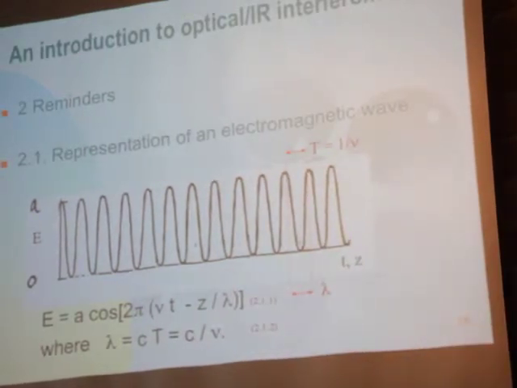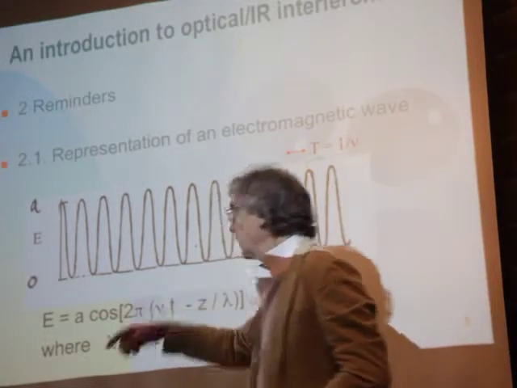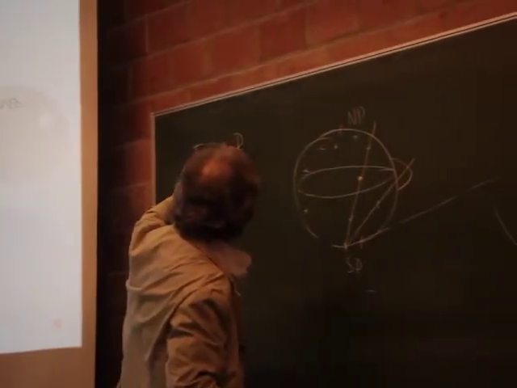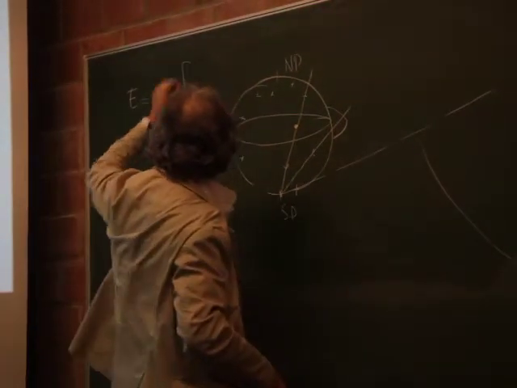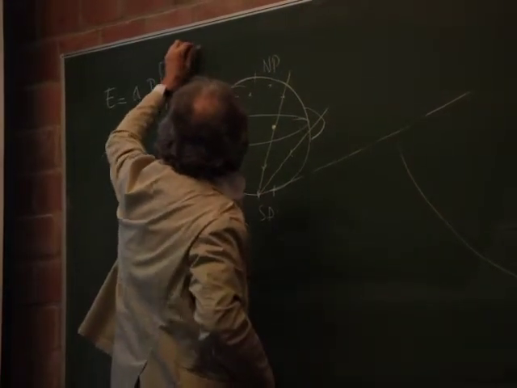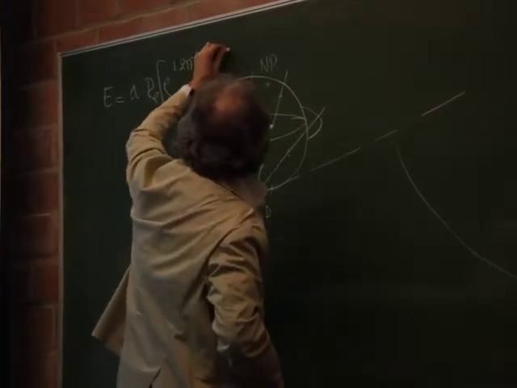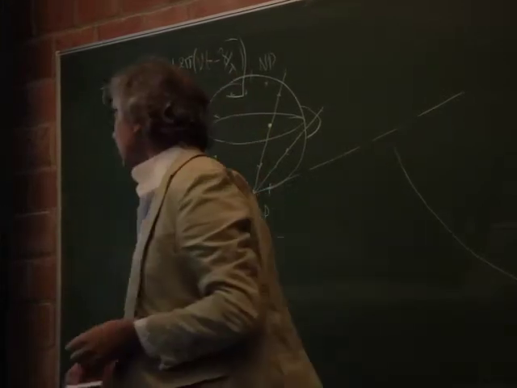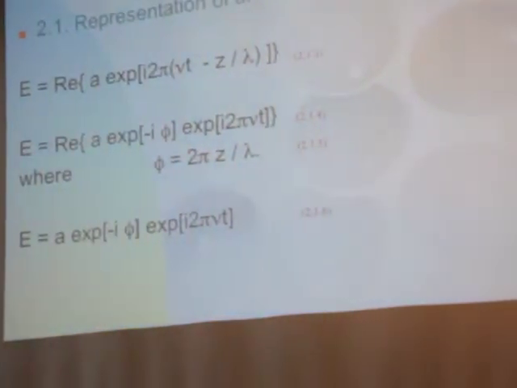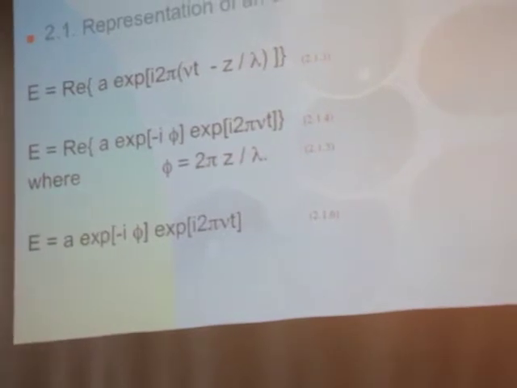Now, it's very useful in practice to express the electromagnetic, the electric field, in complex notation. So if you want to render this complex, we just say the electric field is equal to A times the real part of the imaginary exponential of 2 pi multiplied by nu t minus z over lambda, like this. So you just say the electric field is the real part of that number.